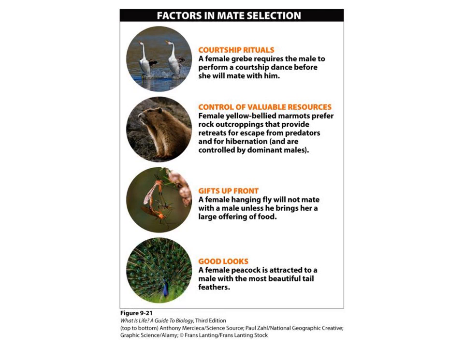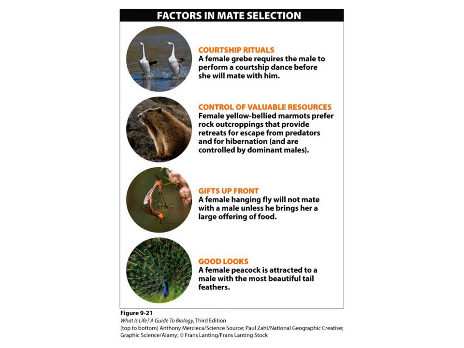The next one is mate only with a male who controls valuable resources. So here's a yellow-bellied marmot. They prefer rock outcroppings that provide retreats for escape from predators and for hibernation. These outcroppings are controlled by dominant males. So territorial defense is a common means by which males compete for access to females. So the females want to mate with the male that has the best property. That's their resource in the case of marmots.